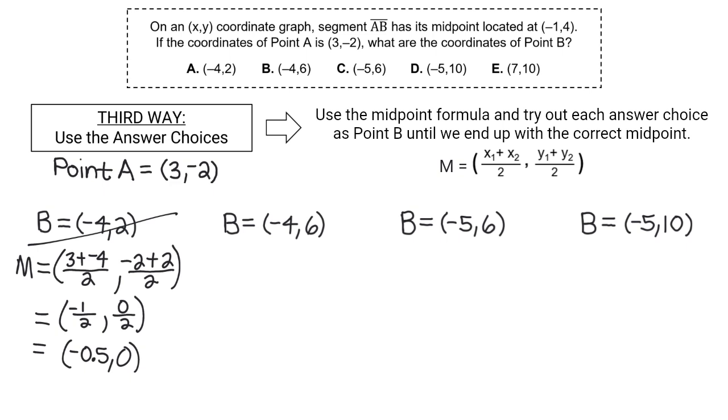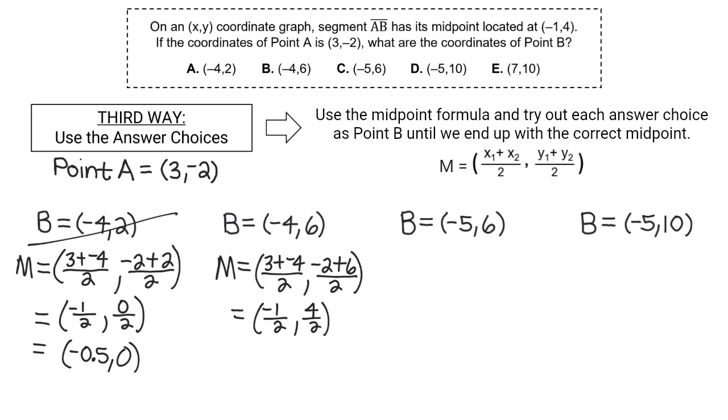Using point A and now -4, 6, we will end up with a midpoint of (3 plus -4)/2, and (-2 plus 6)/2. I'm going to end up with -1/2, and 4/2. So the coordinates of this one is going to be -0.5 and 2. That also is not a midpoint of -1, 4, so we know this one's wrong too.